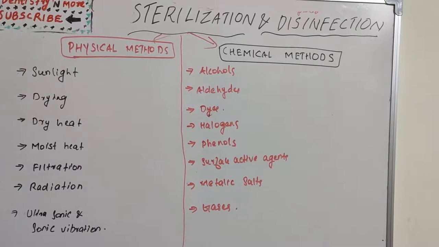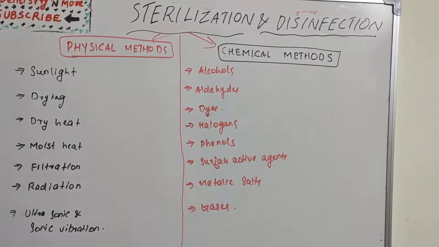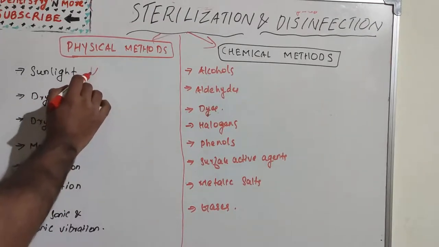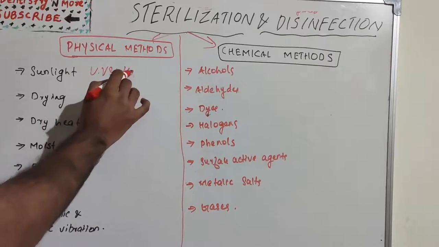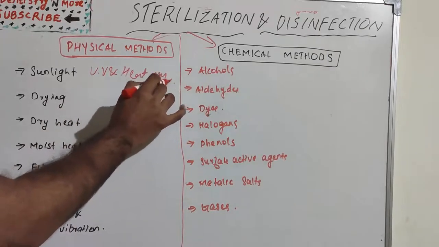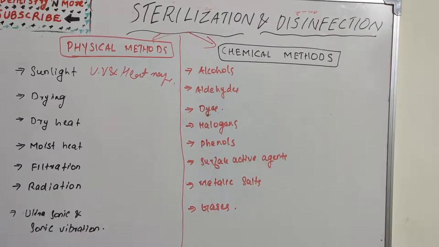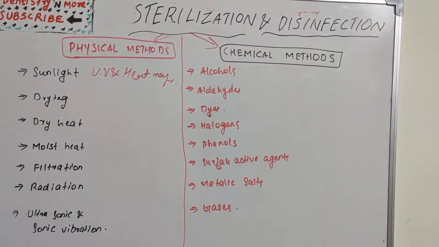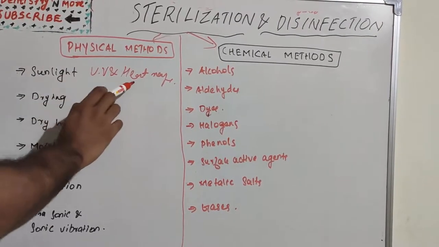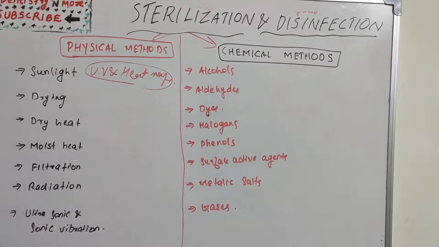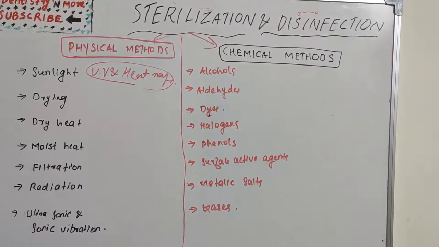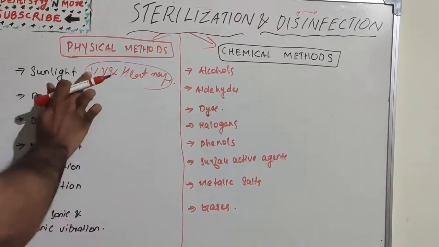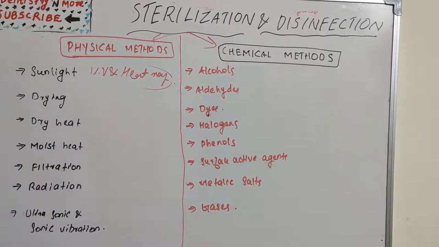So in physical agents, sunlight has an active germicidal effect due to the combined effect of UV and heat rays. So there is ultraviolet and heat rays, which are commonly clearing the tanks, rivers, lakes. All these waters are having microbes killed by this method, which is a natural way of disinfection. The microbes will be removed by UV rays and heat rays.